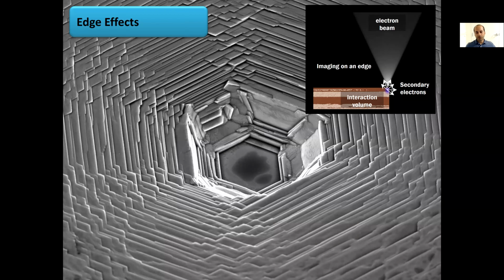So one of the interesting things about this interaction volume is when you are scanning the beam over an edge or a cliff, as you see on the right inset, we're able to collect signal not only from ejected secondary electrons that come out of the surface of the sample, but they'll also be coming out of the side of the sample. So you're able to get a stronger signal when you're scanning the beam over an edge feature. So you see on this image, throughout the crystal structure, all the little steps have a bright tinge to them. And this is due to this edge effect of being able to collect more secondary electron signal at these little steps.